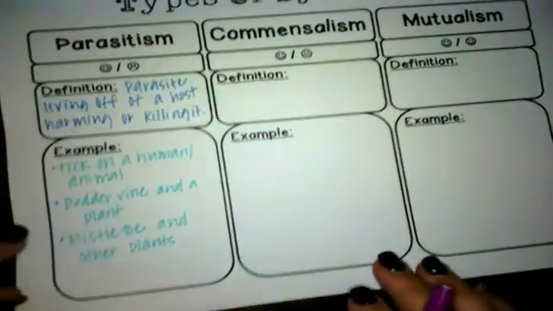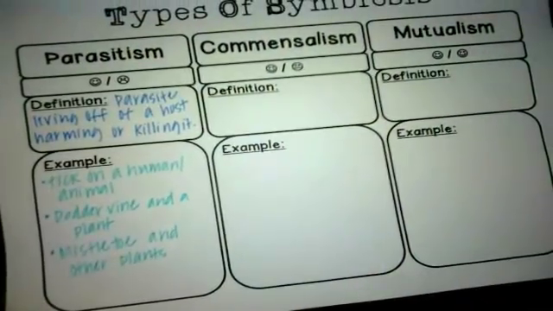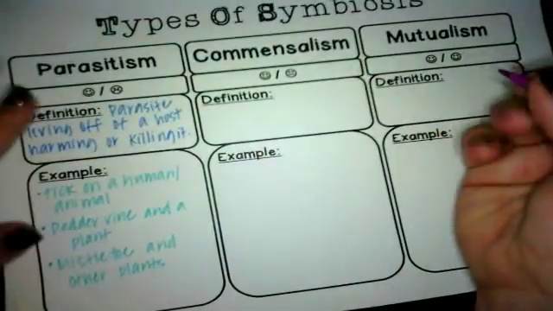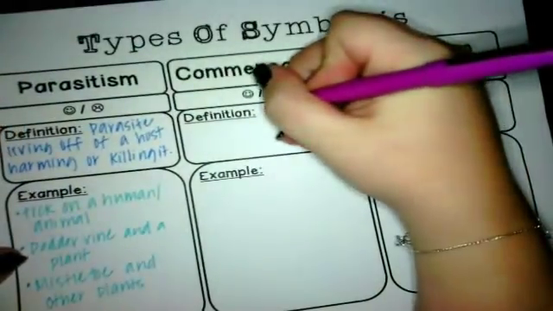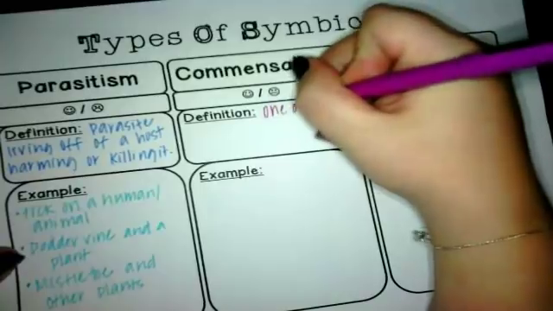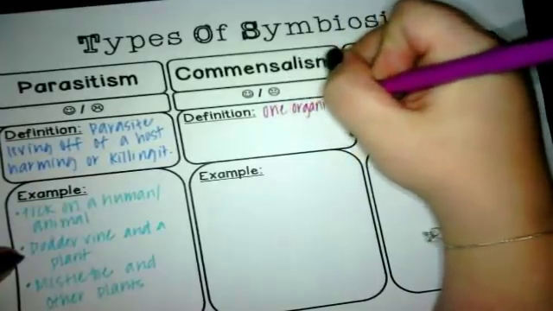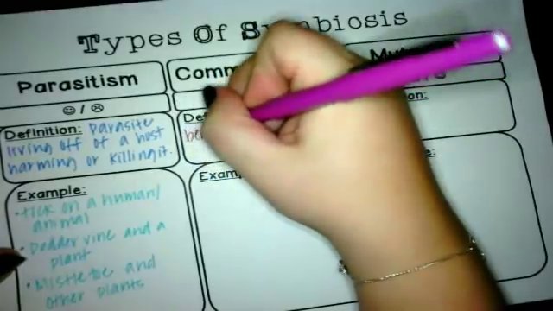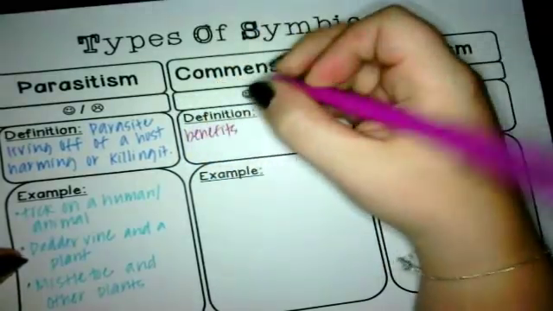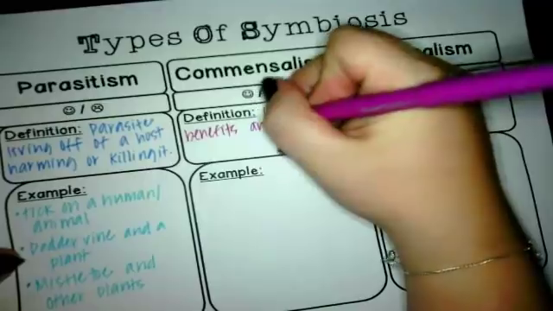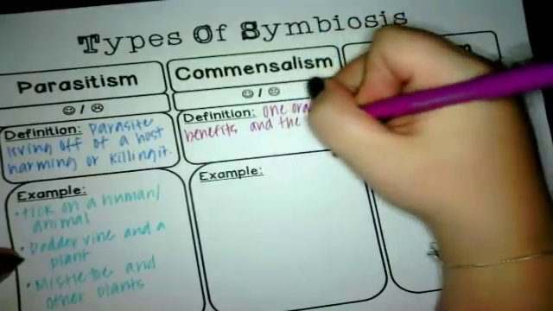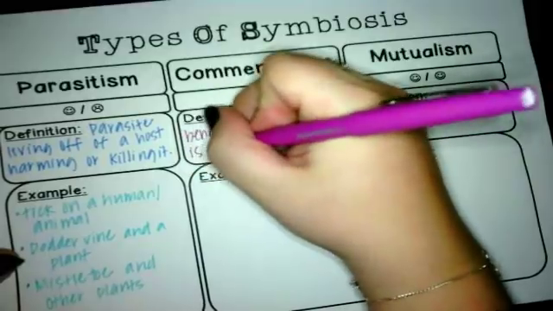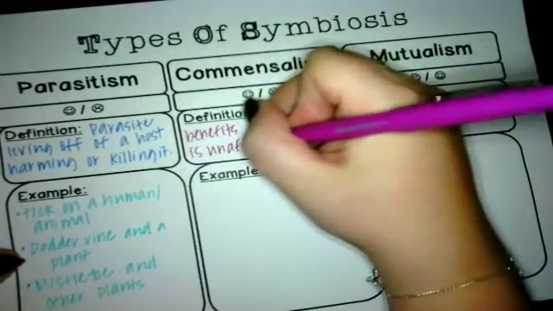All right, moving on to commensalism. So commensalism, if you notice, has different faces, and we'll do our definition, then we'll talk about the faces real quick. So commensalism is when one organism benefits and the other is unaffected.